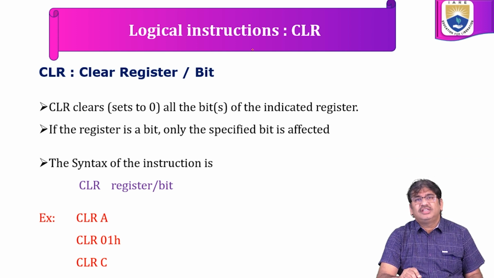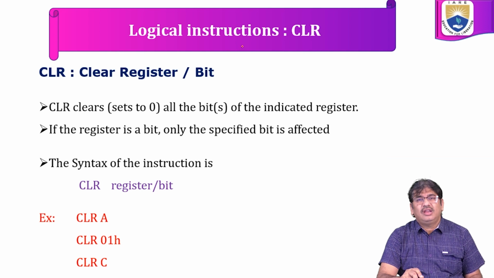The next instruction is the CLR instruction, which is clear register or bit. The CLR instruction sets to 0 all the bits of the indicated register or bit. If the operand is a bit, only the specified bit is affected. The syntax of the instruction is CLR register or bit. A few examples: CLR A. Here the contents of the accumulator will be cleared after executing this instruction.